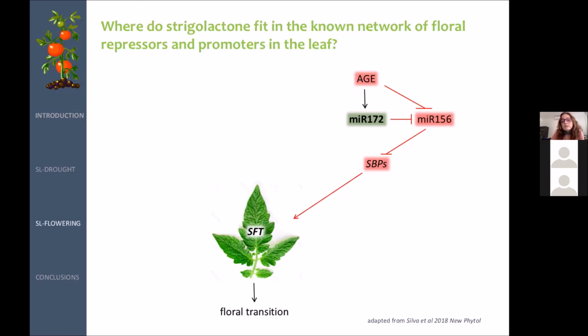However, MIR172 is supposed to act on SFT via the inhibition of another microRNA, which is number 156. This one is supposed to drop with age, so to relieve inhibition onto SFT. However, as we know, also MIR156 positively correlates with strigolactones. We know this from the drought studies, but we have seen this also in our grafted plants. So this doesn't seem to be the branch in the network that is specifically stimulated by the strigolactones.